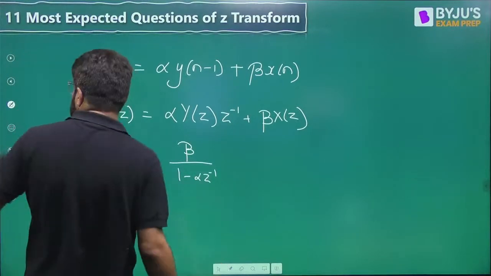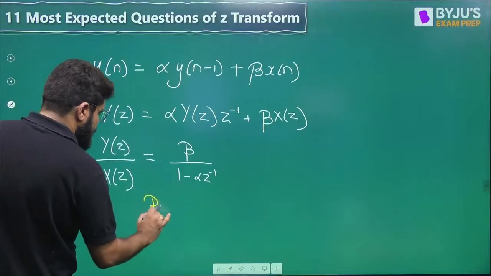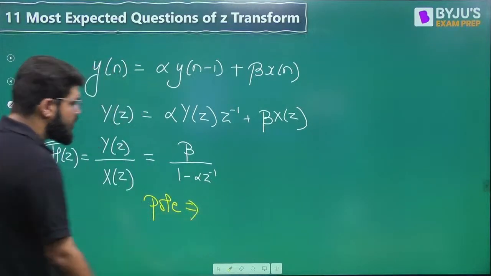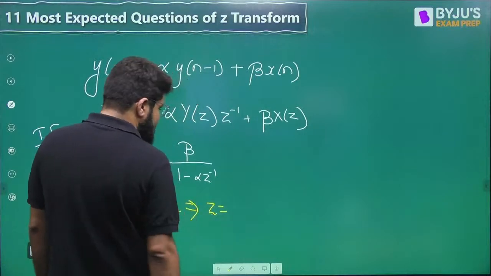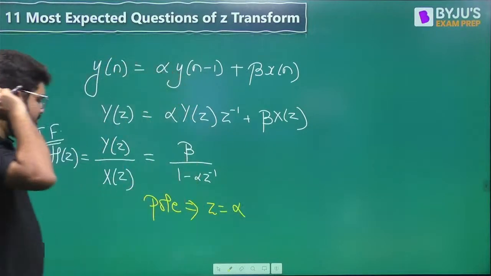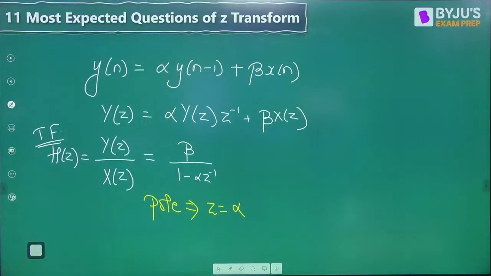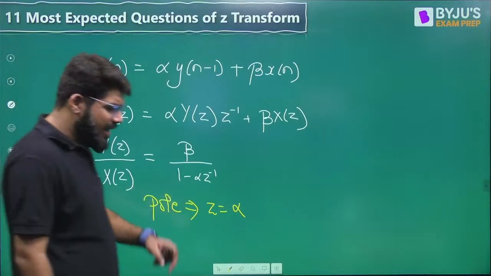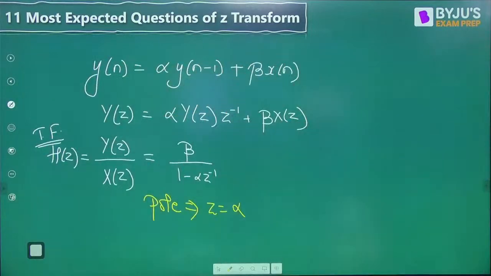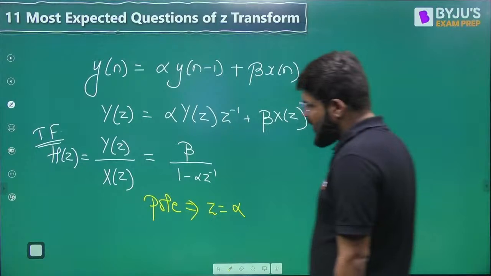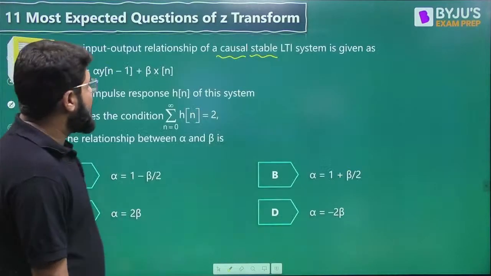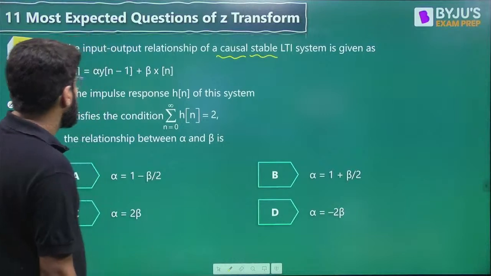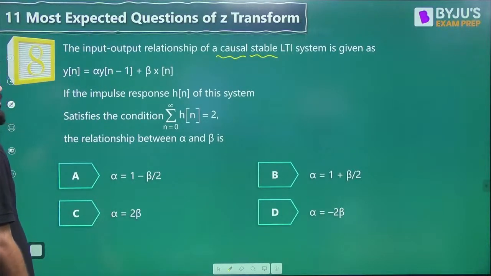So where is the pole of the system now? This is known to have only one pole, and that pole is going to come up as alpha. Z inverse is 1 by alpha, so z will be alpha. So there is only a single pole, that is z equal to alpha.